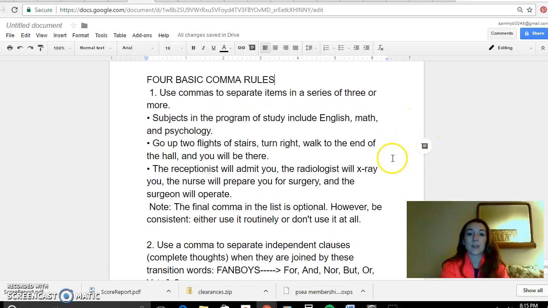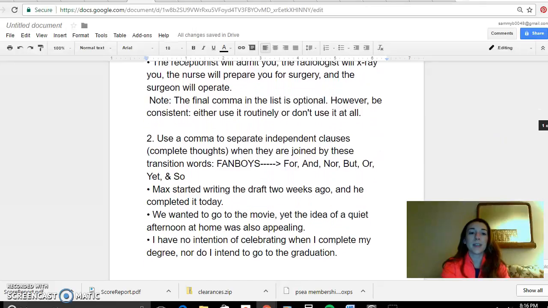The receptionist will admit you, the radiologist will x-ray you, the nurse will prepare you for surgery, and the surgeon will operate. So we've listed different steps that will occur before a person goes into operation, so we need to use commas to separate them. Alright, on to the 2nd comma rule.